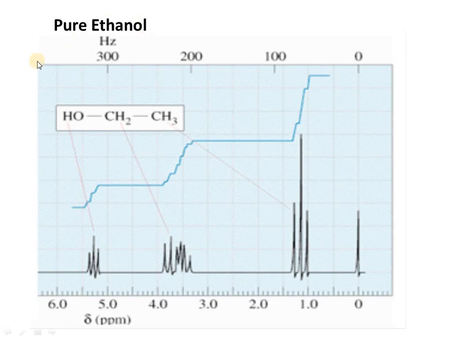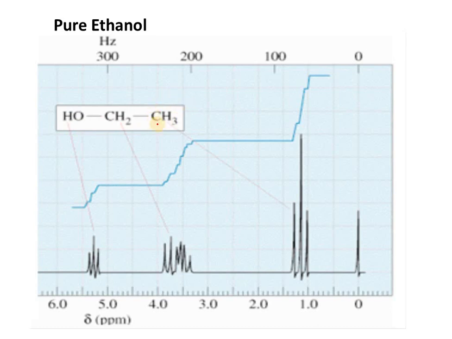In pure ethanol, as the formula is CH3CH2OH, this CH3 group will show its signal upfield, and then CH2 and the OH proton will have their signals downfield. This we have already done in previous lectures.